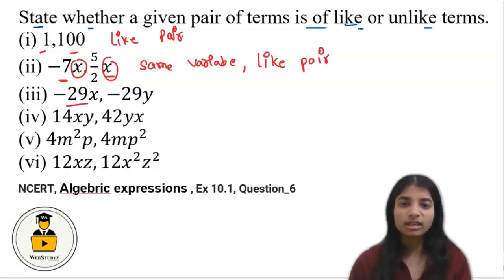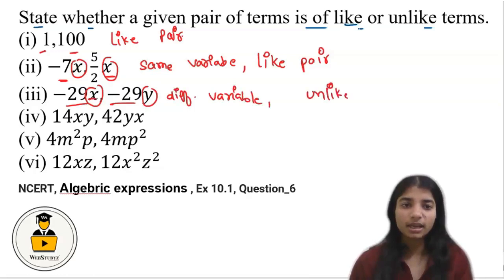Next is minus 29x and minus 29y. They both have the same constant, but the constant doesn't matter here. The variable for this is x and for this is y. Both have different variables. If variables are different, we can say that they are unlike terms. Unlike terms.